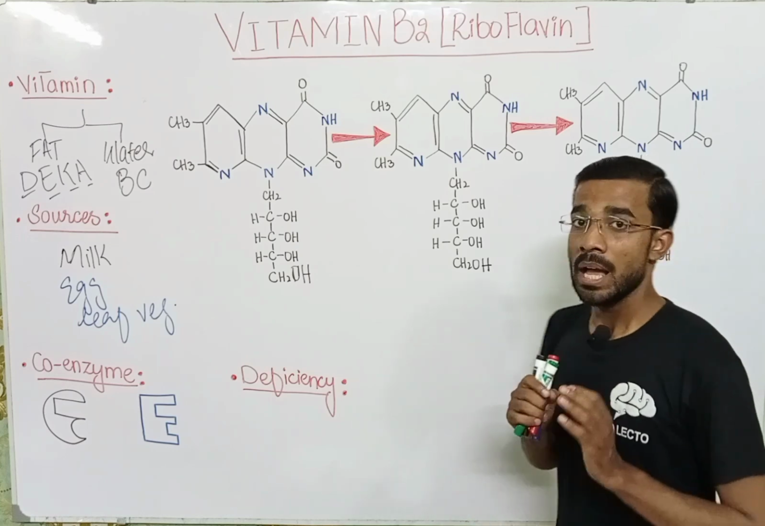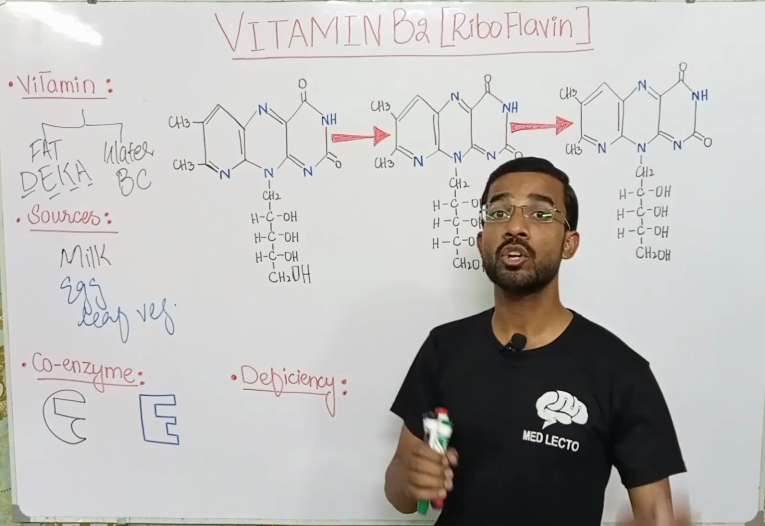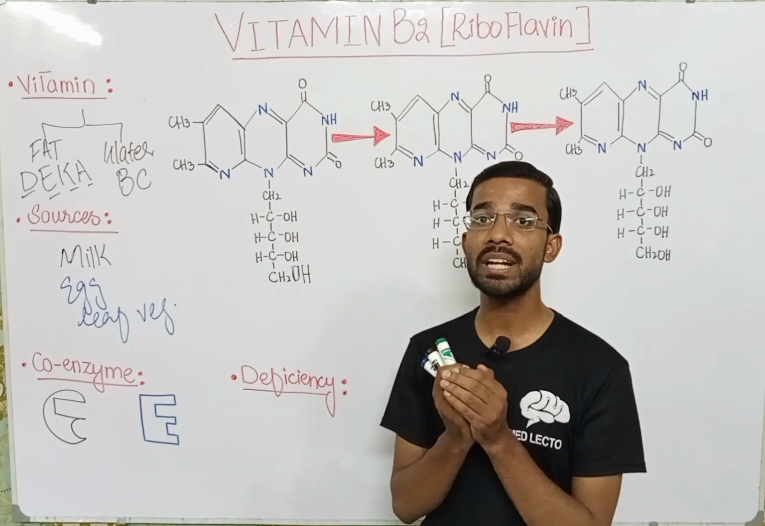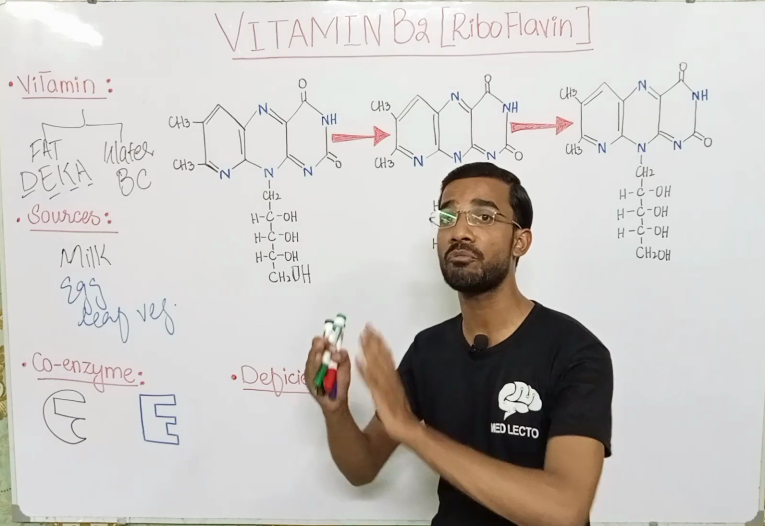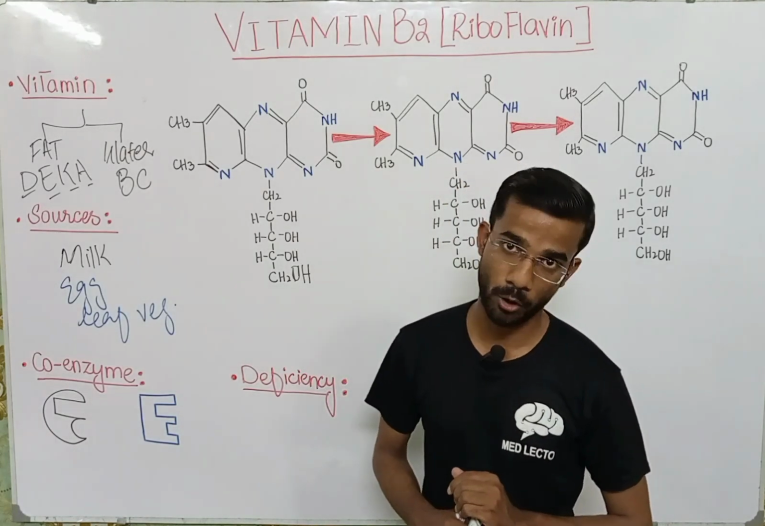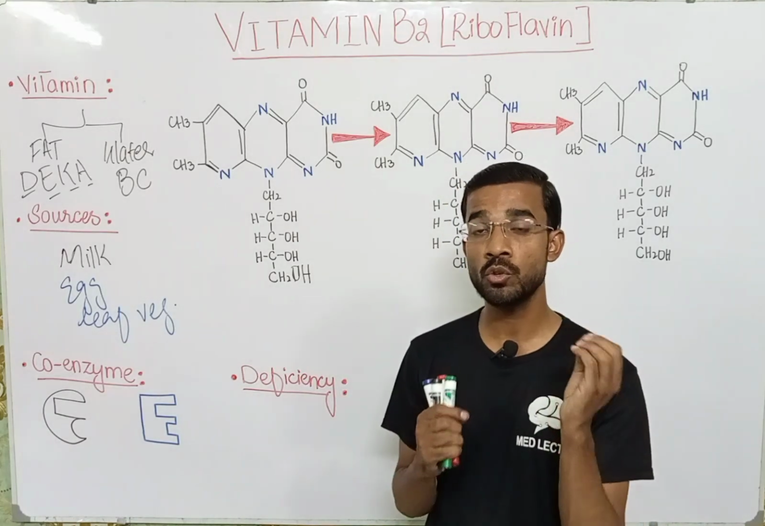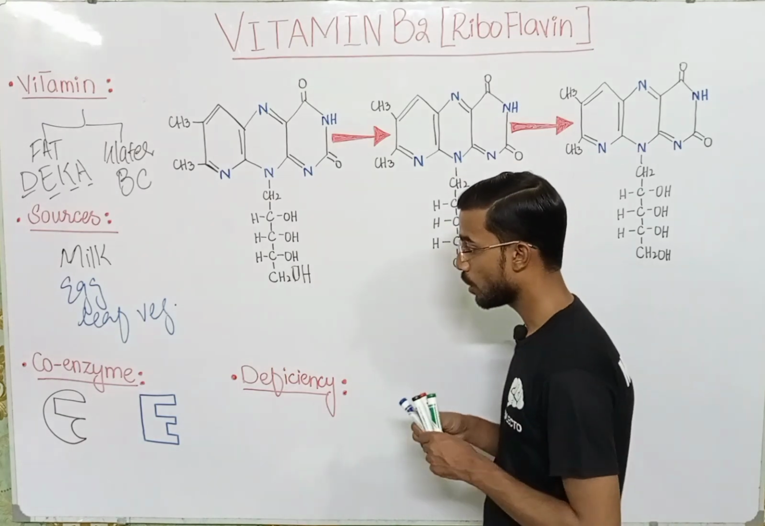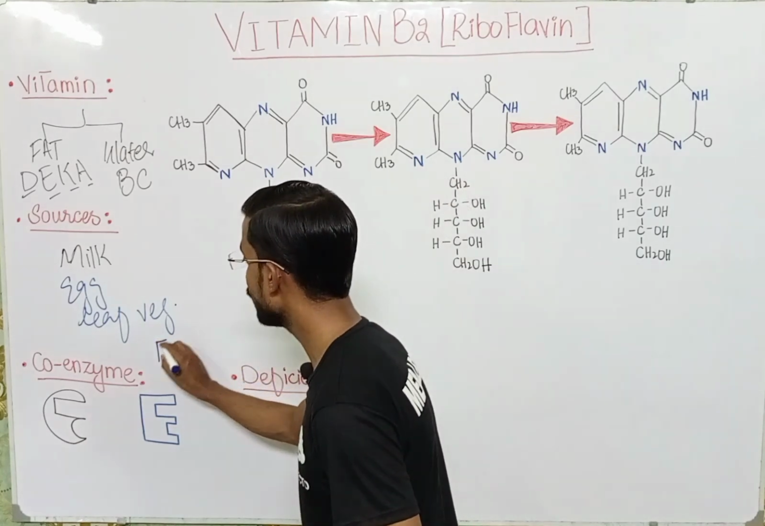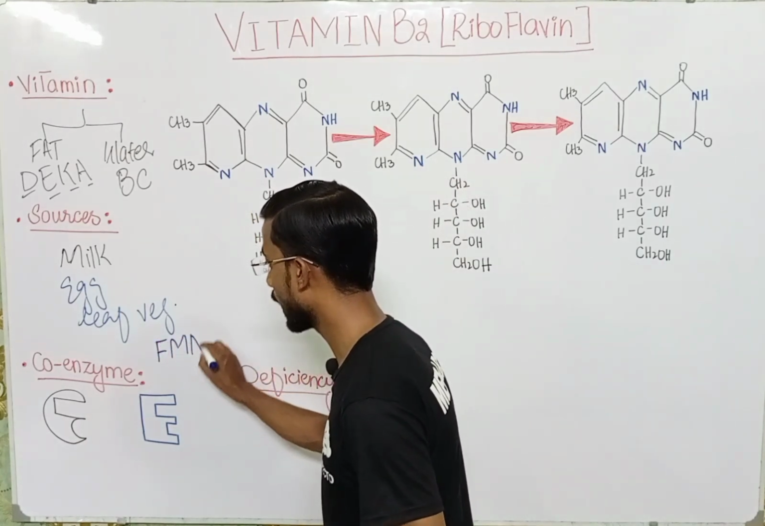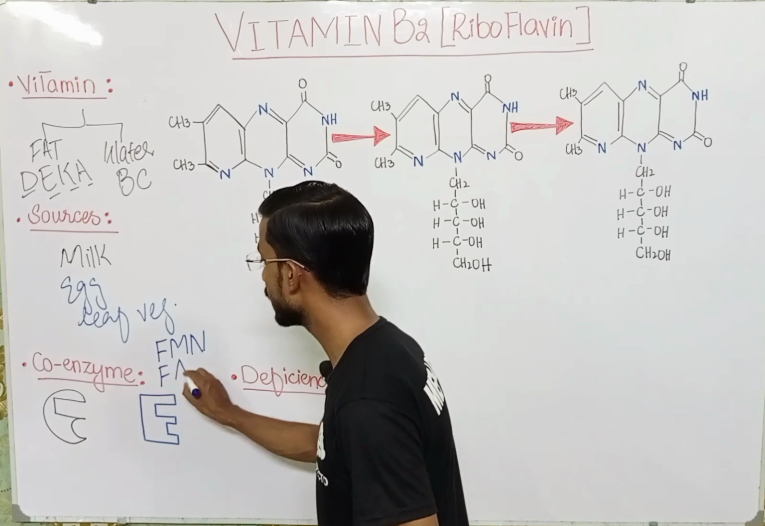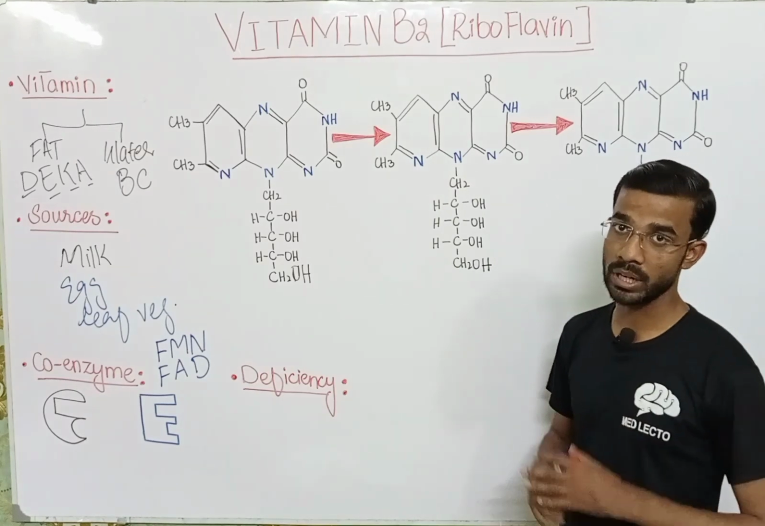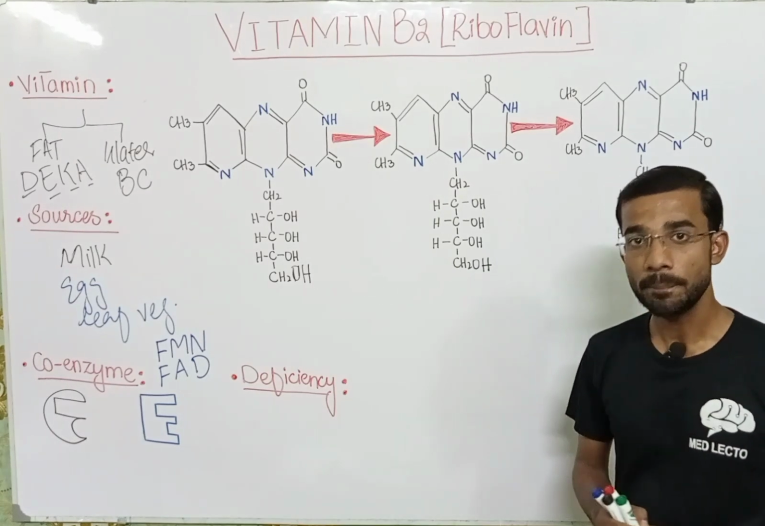Okay, basically vitamin B2 acts as a coenzyme, or cofactor, which helps in the proper functioning of the enzymes. You will see the two most important forms of riboflavin, or you can say B2. The first one is flavin mononucleotide and the other is flavin adenine dinucleotide. These are basically the two most important forms of vitamin B2.